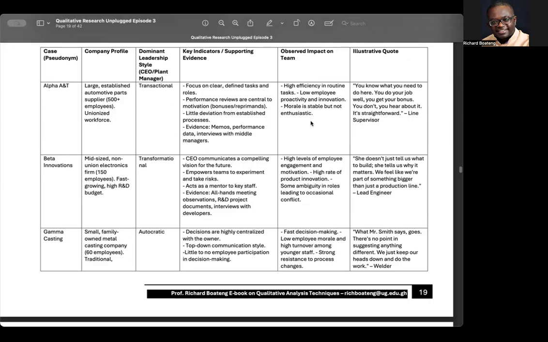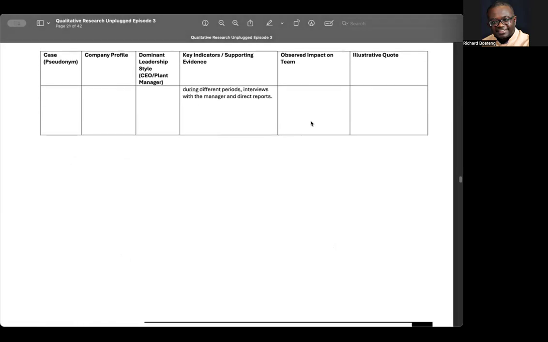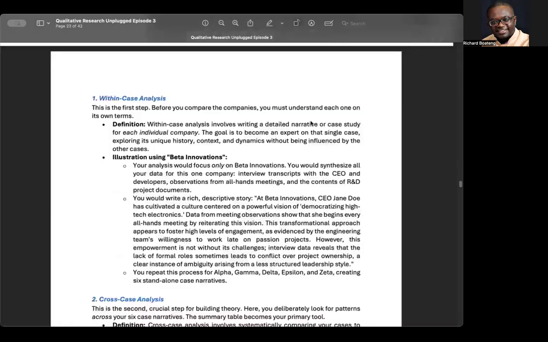Maybe something like, at Beta Innovations, CEO Jane Doe has deliberately cultivated a culture centered on a powerful, shared vision for changing the industry. This transformational leadership approach appears to foster high levels of intrinsic motivation and engagement among developers. However, this empowerment isn't without its challenges. Interview data reveals that the lack of formal roles and processes sometimes leads to conflict over project direction. You get the idea. A detailed portrait. Yeah, a deep dive into just Beta.